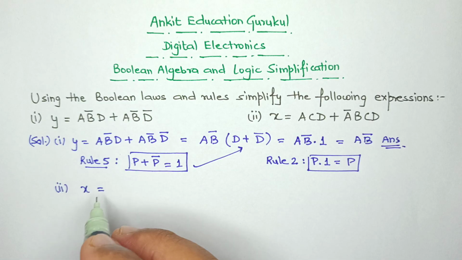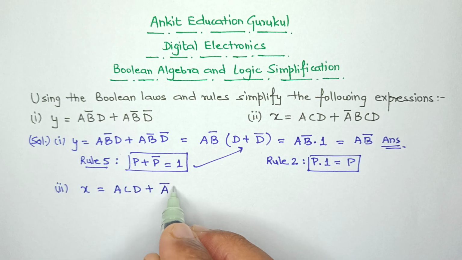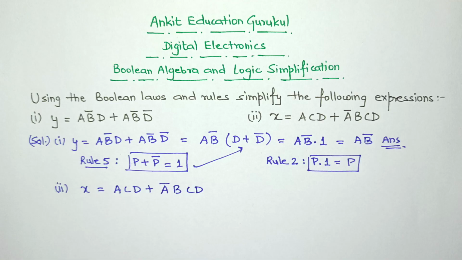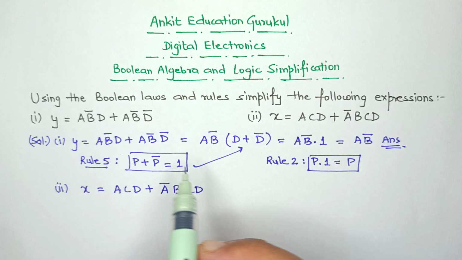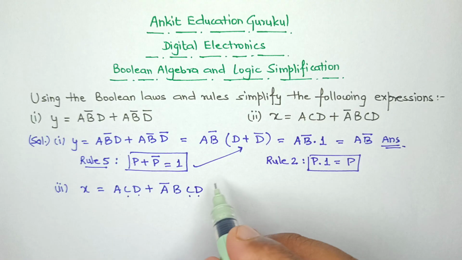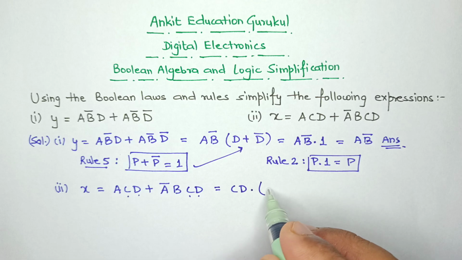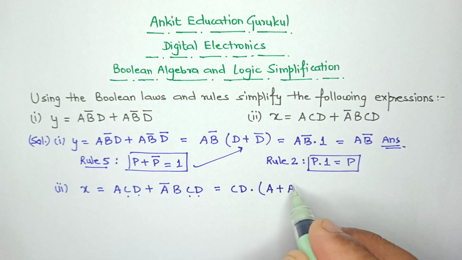Here we have X = ACD + A'BCD. We are going to use the same technique that we used in the previous question. The given expression can be simplified by applying the Boolean laws and rules repeatedly. The first step is to look out for any common terms. Here we have C and D common in both terms, so let us take CD common. Right now we have CD multiplied by (A + A'B).